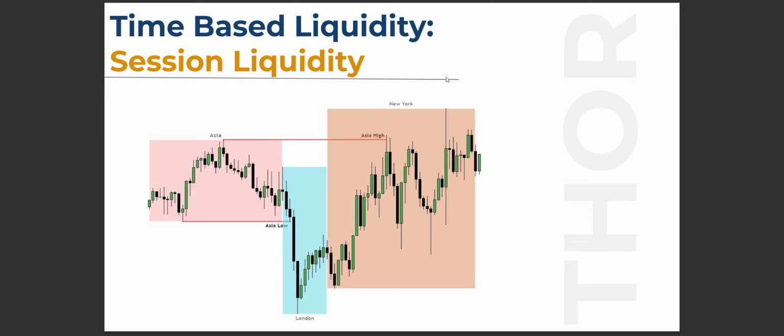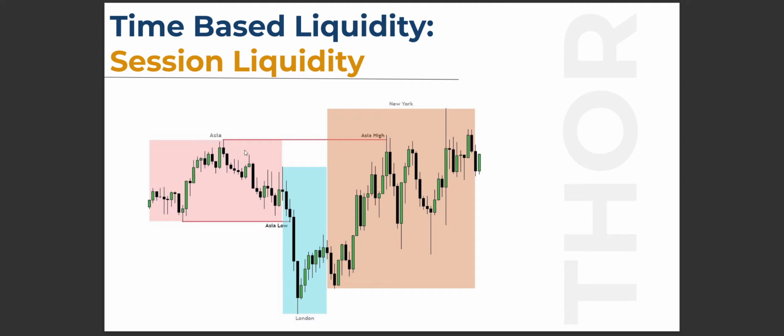Now, session liquidity, this is one of my favorite types of liquidity, just because I'm more focused on intraday trading or day trading. I like to look at the session liquidity. For sessions, you basically need to look at time-based liquidity in the form of different sessions, like for example, Asia session, London session, and New York session, right?